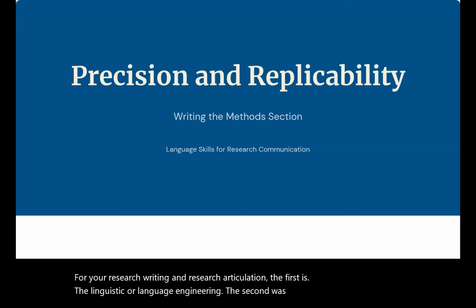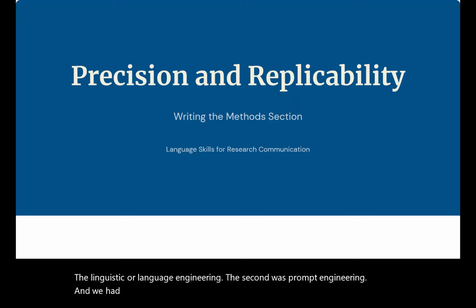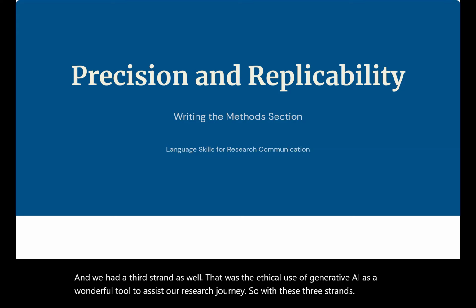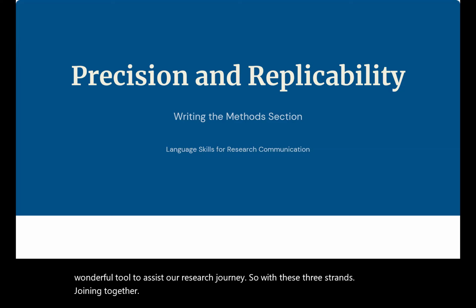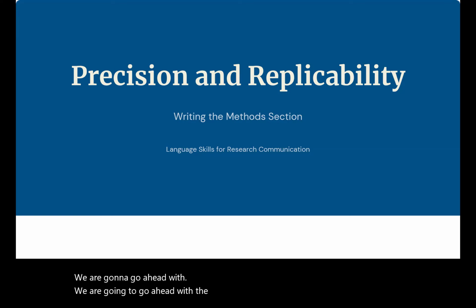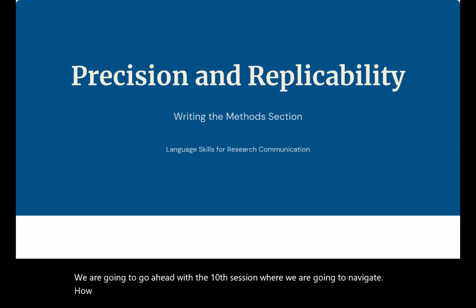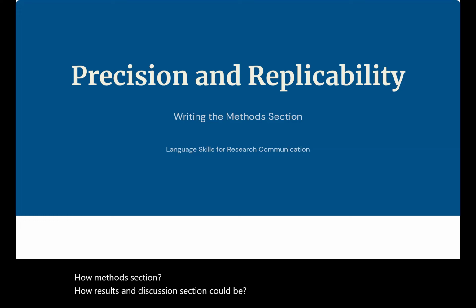And we had a third strand as well, that was the ethical use of generative AI as a wonderful tool to assist our research journey. So with these three strands joining together, we are going to go ahead with the 10th session, where we are going to navigate how the method section, how the results and discussion section could be better articulated in your research.